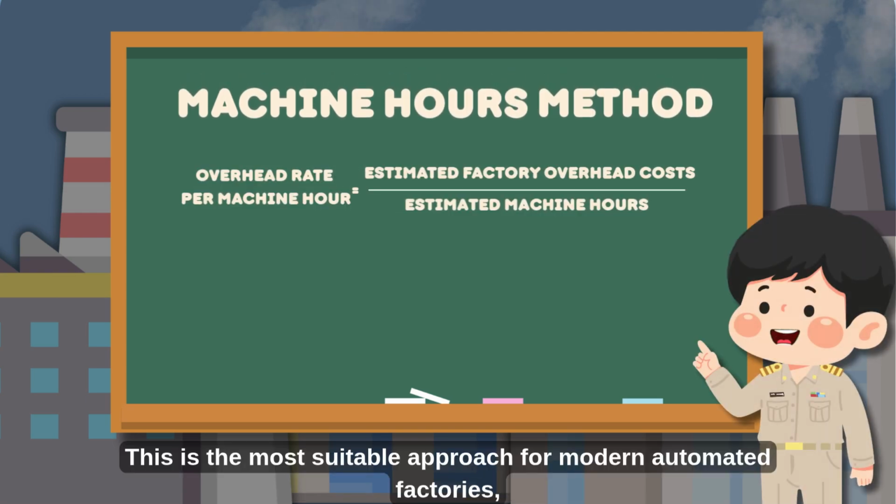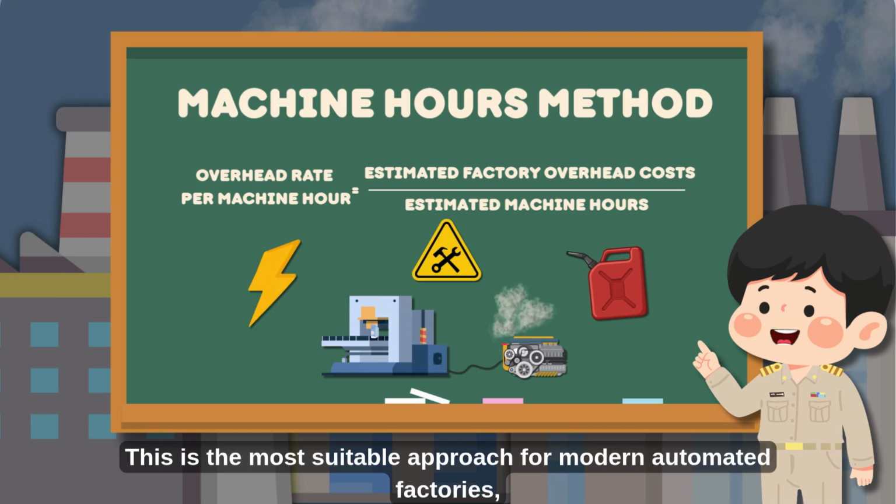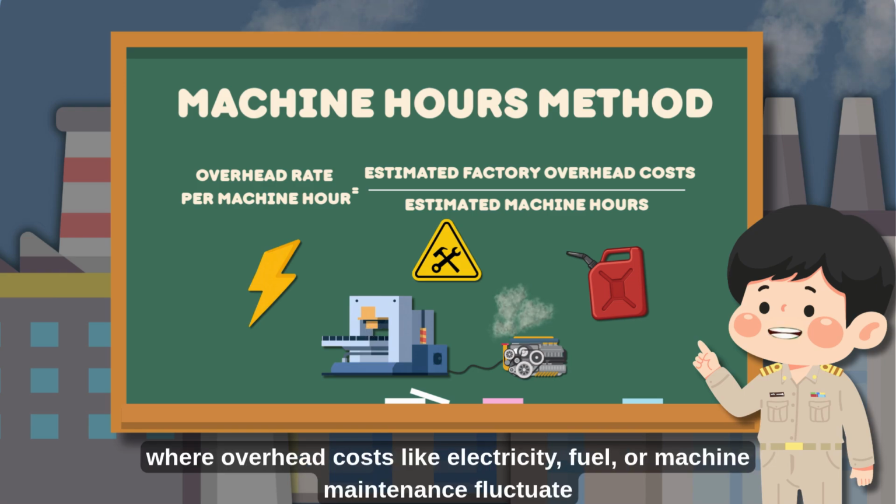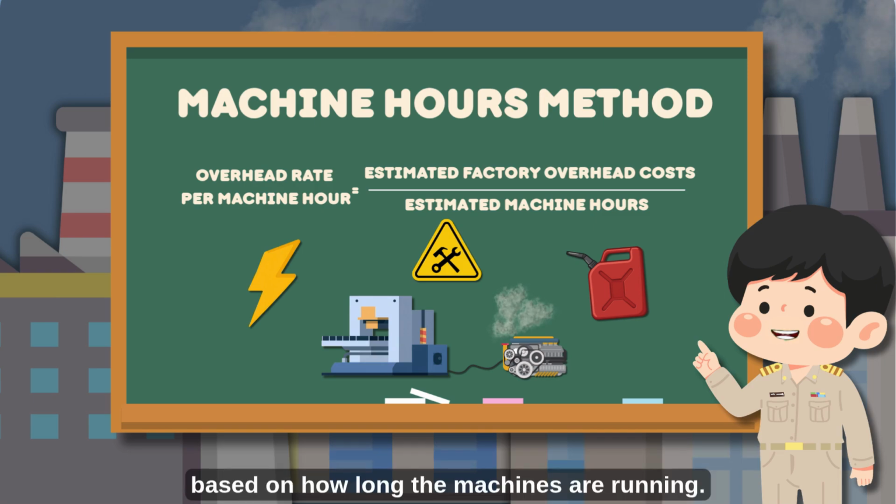This is the most suitable approach for modern automated factories, where overhead costs like electricity, fuel, or machine maintenance fluctuate based on how long the machines are running.